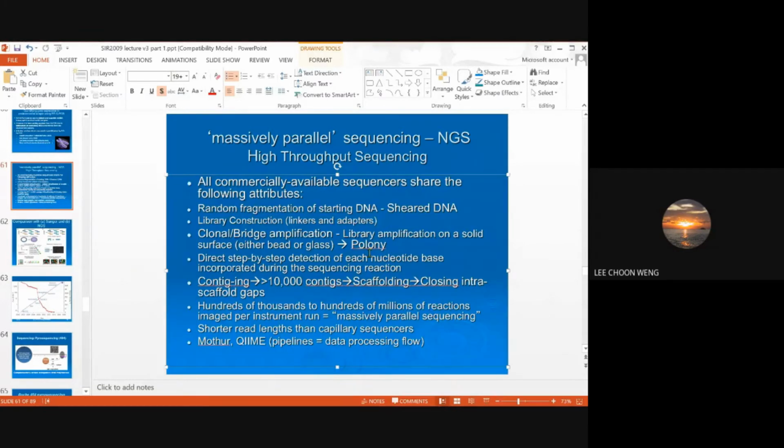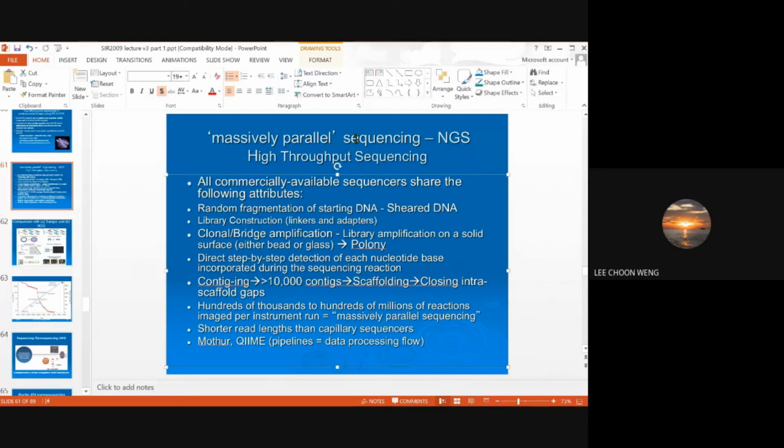So now they prefer the term high throughput sequencing, and some also use massively parallel sequencing. Later you will see why the term massively parallel sequencing suits NGS very, very much.